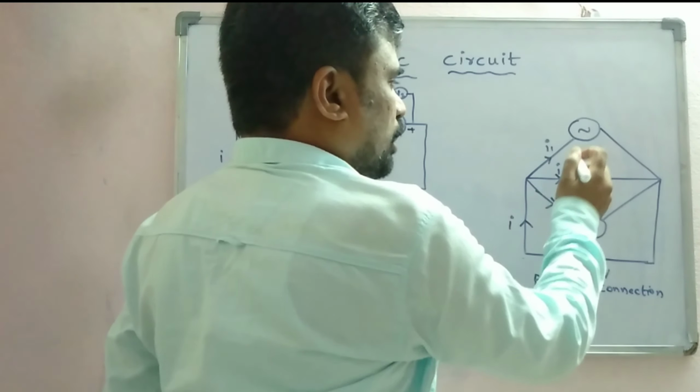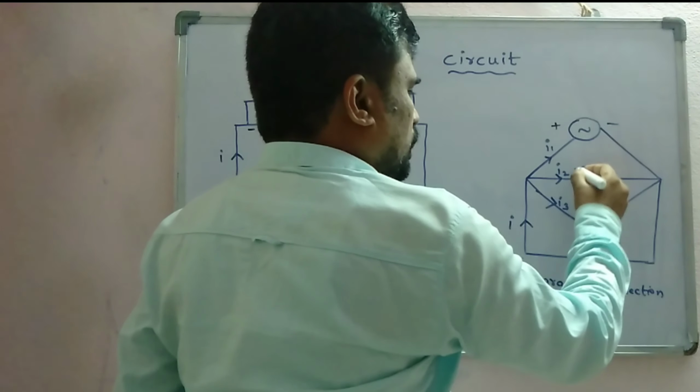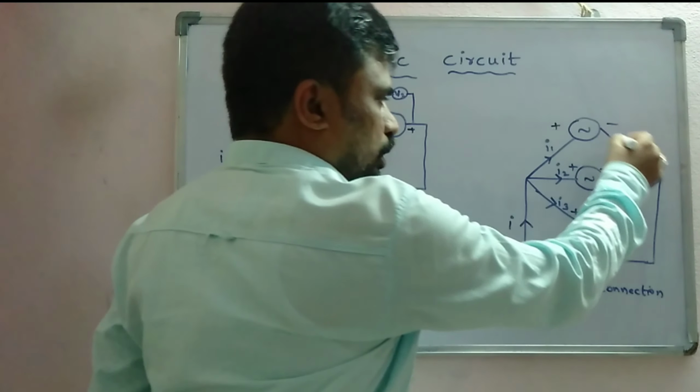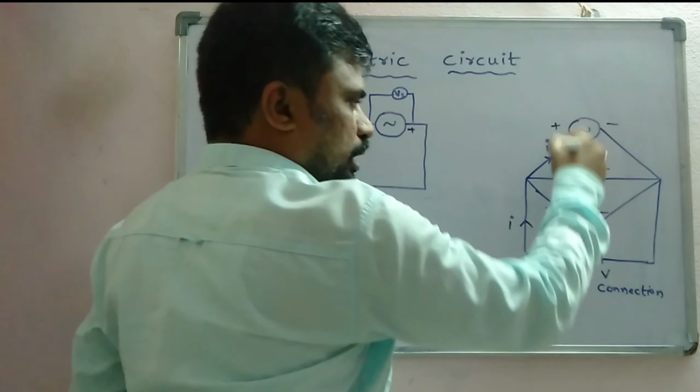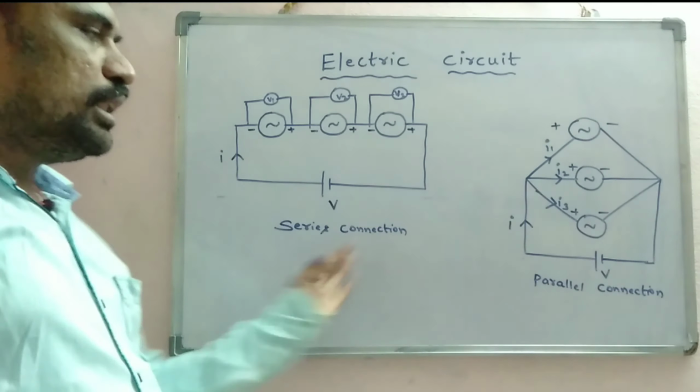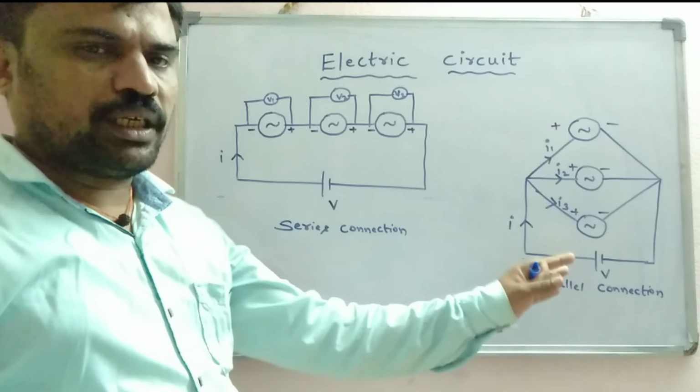And here you observe carefully. All positive terminals are connected to one side and all negative terminals are connected to one side. Then this way of connection is called parallel connection. Now let us see the difference between series connection and parallel connection.